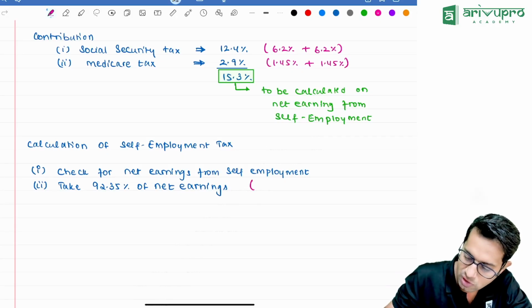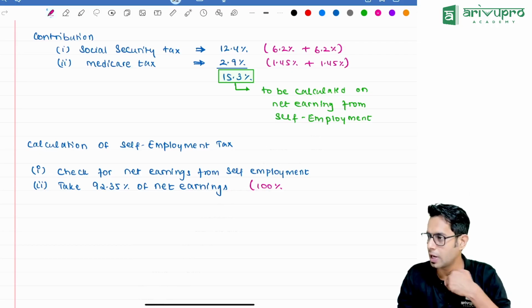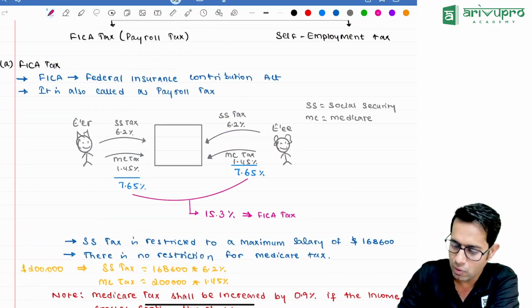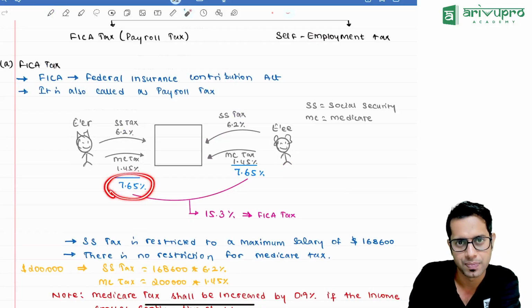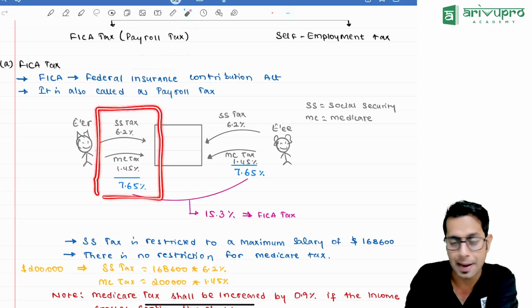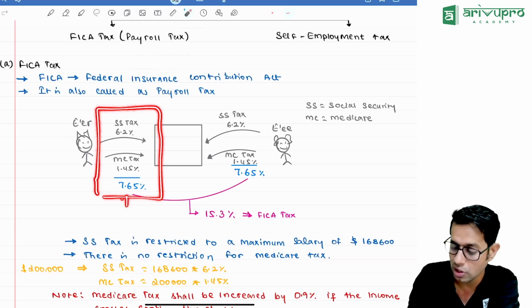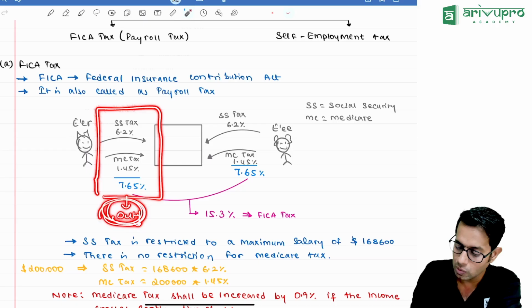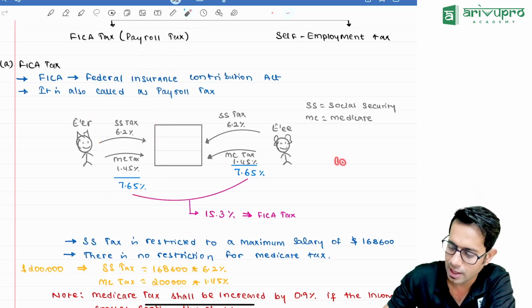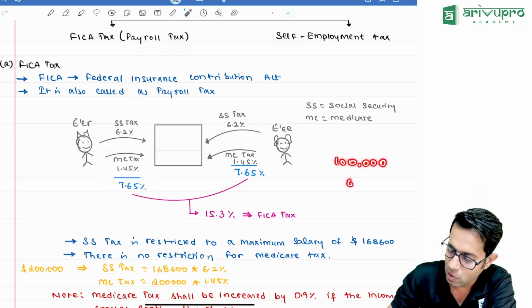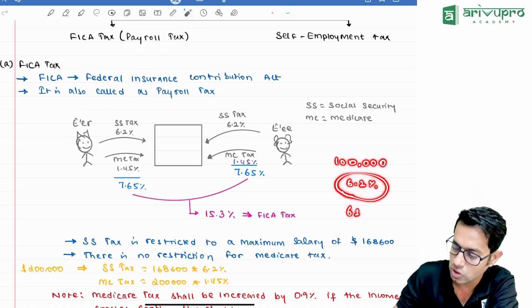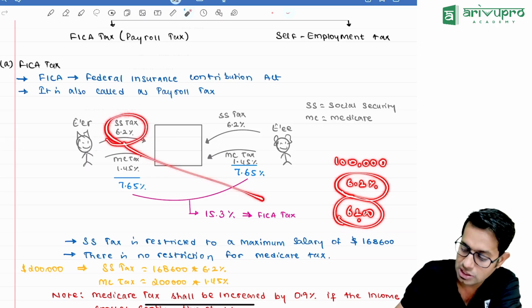See, whatever your earnings are, let us say 100% is your earning. Now, if you would have worked somewhere as an employee, the employer would have contributed 7.65%. Please note, this amount which the employer is contributing, the employer is contributing from his own pocket. He is not going to reduce it from my salary. For example, if I am working somewhere and I am getting a salary of $100,000, I will have to pay only 6.2% of this, which is $6,200. An equal amount of contribution is required to be made by the employer.